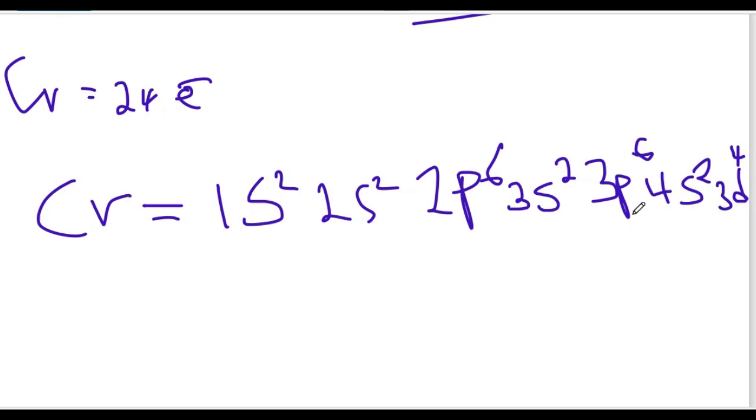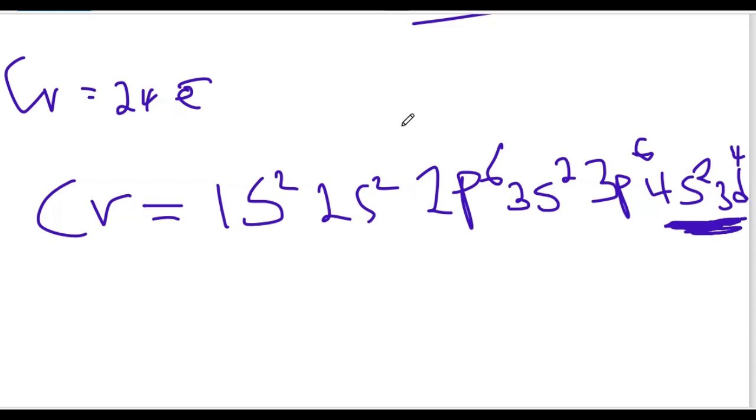But for chromium, there's an exception at the far end there. They like bringing this as an exam question because they know that students don't really pay attention to the exception. So what is the exception here? The exception here is that in the 4s orbital, you are not going to have 2 electrons. You are only going to have 1, and then that other one is going to be in the 3d. The reason why, I don't know, but that's what chemistry says.